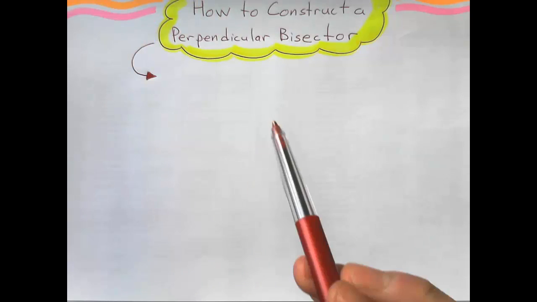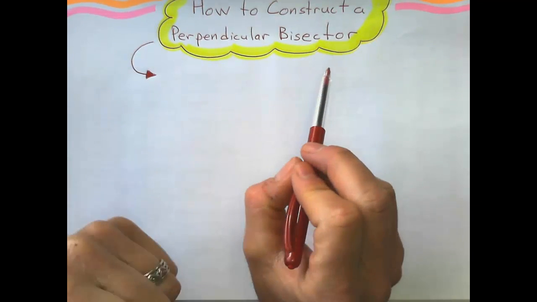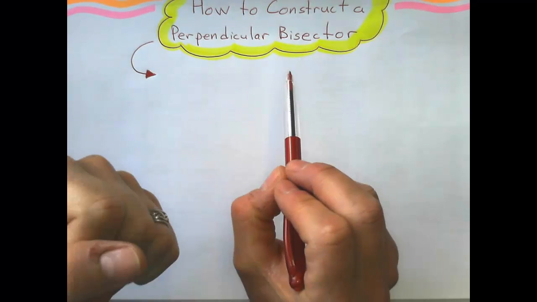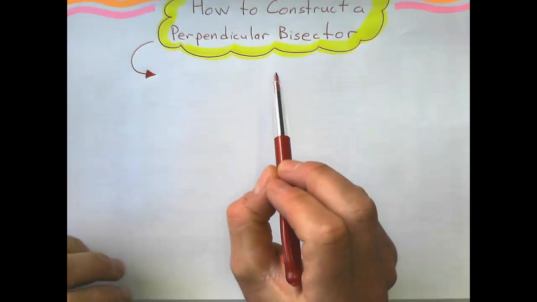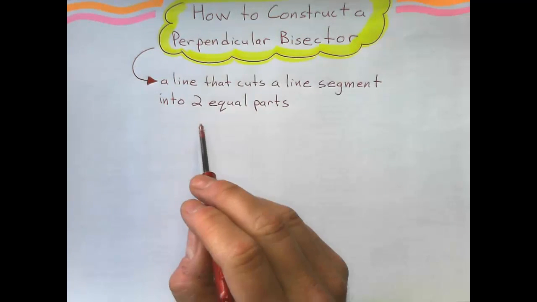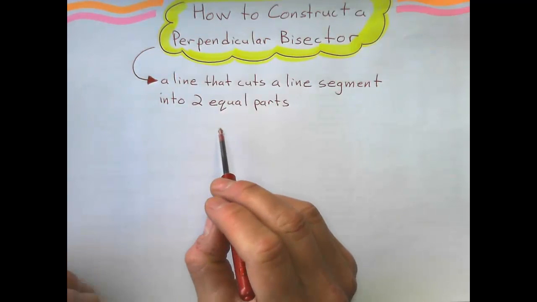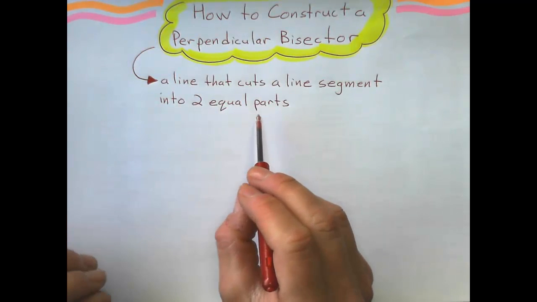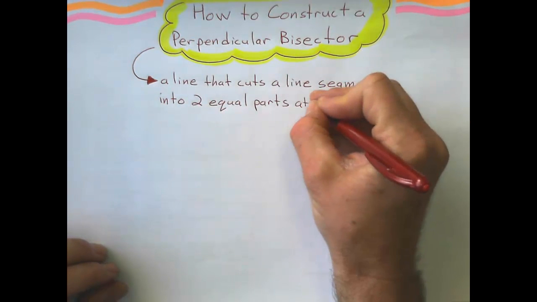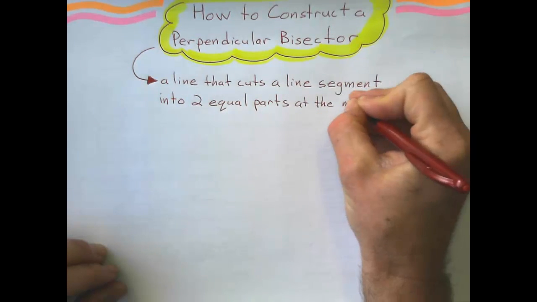Okay, first up, bisector means to cut into two equal parts. So a perpendicular bisector is a line that cuts a line segment into two equal parts. Also, where it cuts that line segment is going to be the midpoint. So it's a line that cuts a line segment into two equal parts at the midpoint.